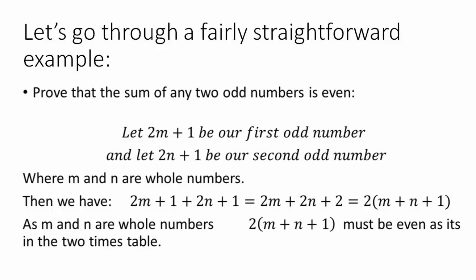So we're using 2m plus 1 because that's naturally an odd number, because it's one more than an even number, and an even number would be anything times by 2. So when we think about it, if we now just add those two expressions together, we're simply going to get 2m plus 2n plus 2 after a bit of tidying up.